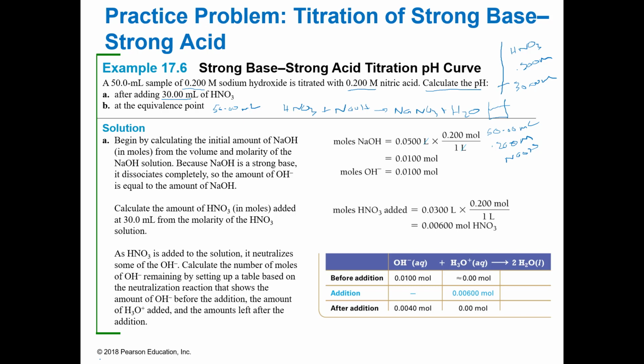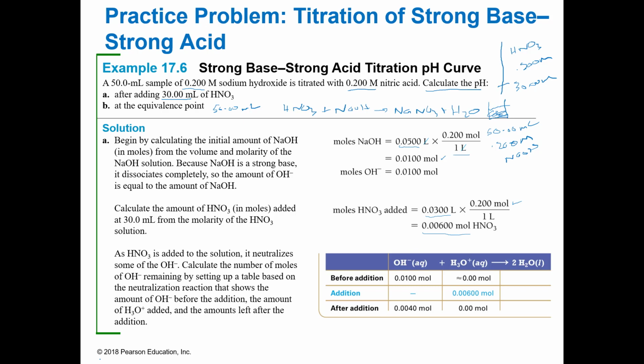So they converted the 50 milliliters into liters. They multiplied by the concentration of the sodium hydroxide. This is how many moles of sodium hydroxide is in this container here. And so then they know that they've added 30 milliliters of 0.2 molar nitric acid, and this is how many moles of nitric acid that they've added.